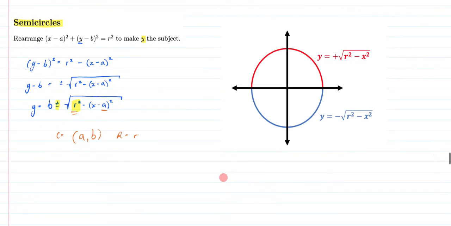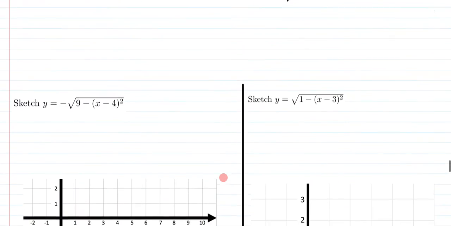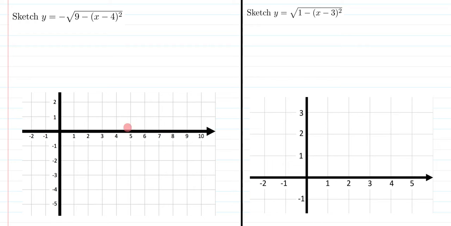Having now explored this semicircle form, let's now do some questions. So here is our form, and we should immediately identify some key features. First of all, what does this minus in front of the square root tell us? It tells us that we're going to be dealing with the bottom half of a circle. What does this 9 tell us? This 9 tells us that my radius will be 3. What does this -4 tell us? It tells us that my center will be at 4.